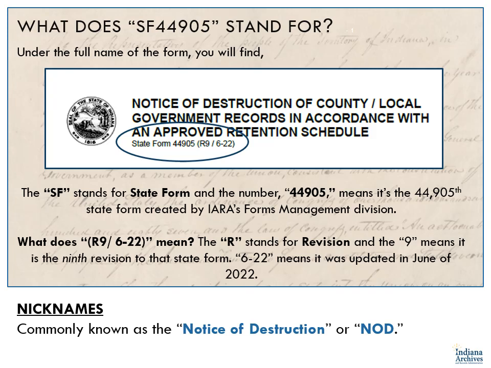And what does the information in parentheses mean? The R stands for revision, and the 9 means it is the 9th revision to that state form. The 6-22 means it was updated in June of 2022. As you already know, the SF 44905 has two nicknames. It's commonly known as the Notice of Destruction form, or the NOD for short.